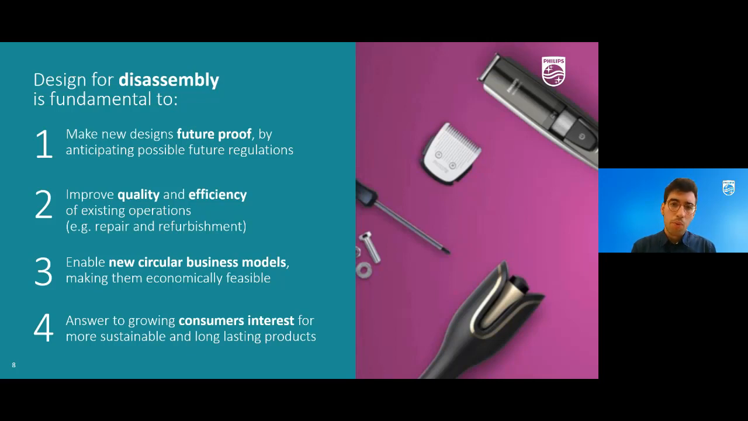Many times when we work with different businesses, we find out that they already have repair and even refurbishment operations in place. But even if these operations are there, the design of the product is often not yet fully optimized for them, causing a lot of inefficiencies in the process. The third reason is about enabling new circular business models by making them economically feasible. The topic of circular economy and sustainability has become a super hot topic in the past year or two, and we really see more and more businesses that simply try to apply a circular business model to a product that was never meant for it.